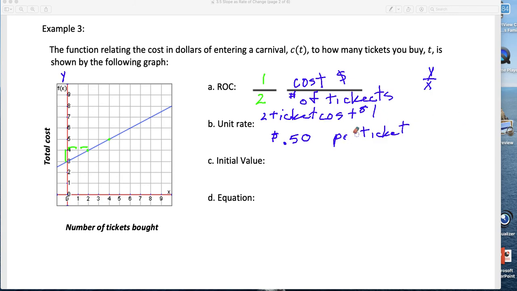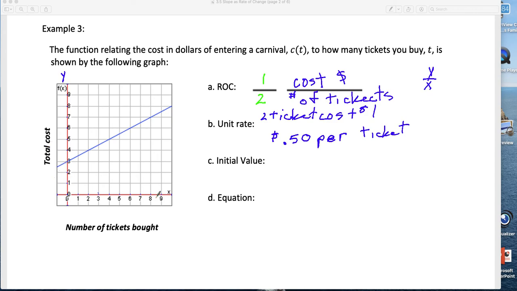Sorry, I wish my handwriting was better. It's better this time than it was last time. And that is my actual unit rate, because it says it's 1 ticket, and that's what I want to know on a unit rate. All right, my initial value is over here, and my initial value is a y-intercept. Let's erase the green so you can see it. And go back up here.